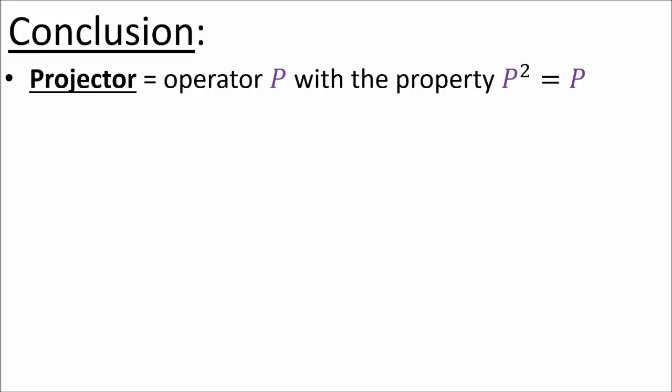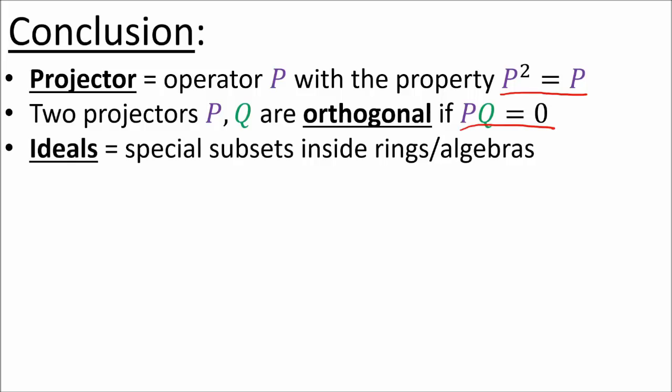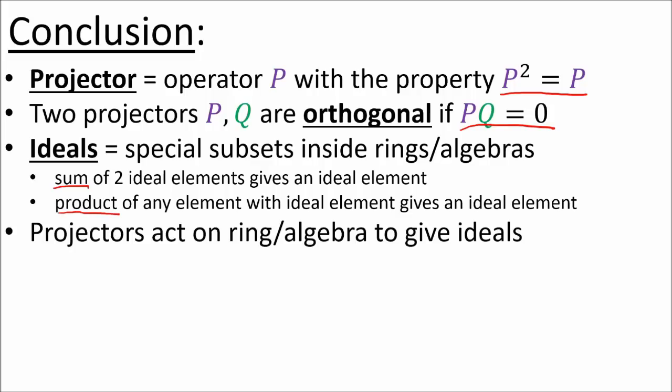Let's summarize everything we've learned in this video. Projectors are operators that square to themselves, and two projectors are orthogonal if they multiply to give 0. Ideals are special subsets inside rings and algebras that are like black holes, because ideals suck other ring elements inside of them so that they can't escape. Addition and multiplication always bring us back inside ideals. Finally, we learned that there's a correspondence between projectors and ideals. And a projector that acts on a ring or algebra will always give us an ideal subset.